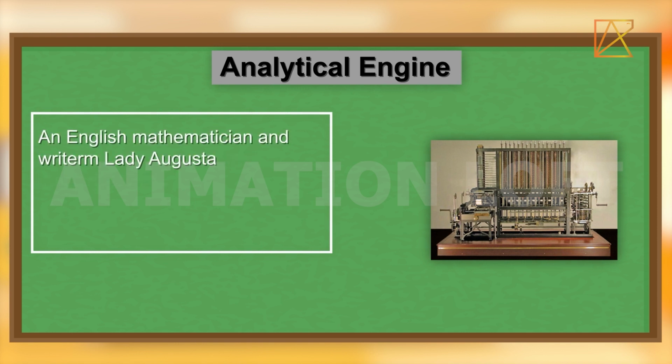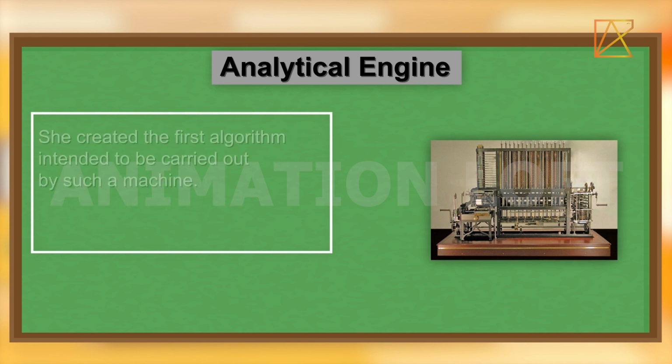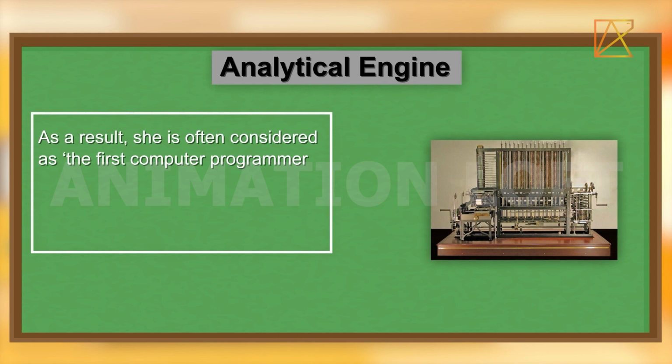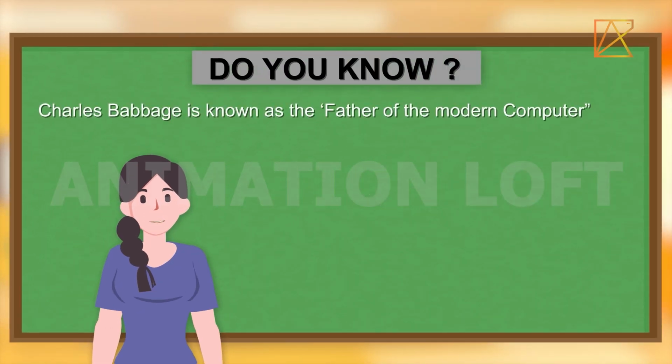An English mathematician and writer, Lady Augusta Ada Lovelace, was the first person to recognize that the machine, the analytical engine, had applications beyond pure calculation. She created the first algorithm intended to be carried out by such a machine. As a result, she is often considered the first computer programmer. Do you know? Charles Babbage is known as the father of the modern computer.